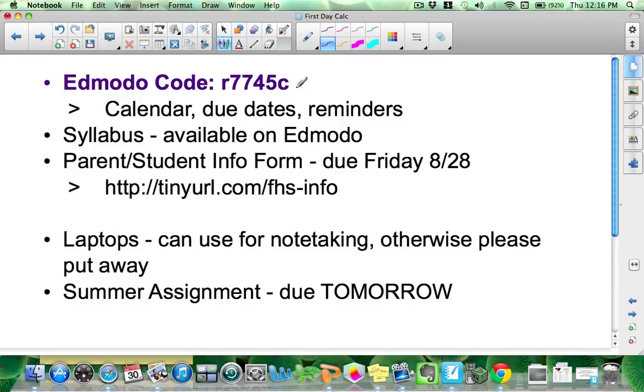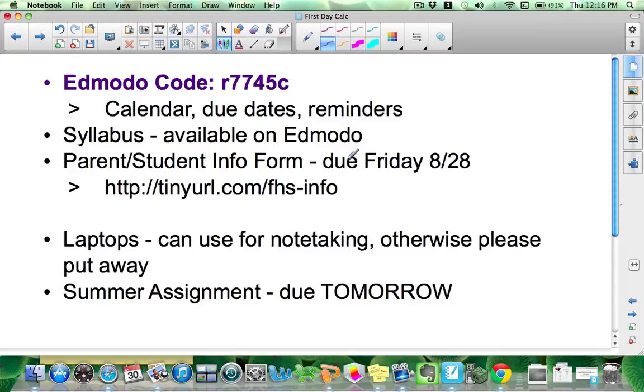One of the first things I need you to do is join our Edmodo group. Here is the join code R7745C. On Edmodo, I'll be posting a link to our calendar. I'll be posting due dates, reminders. That'll probably be the primary way that I communicate with you. Your syllabus is also available on Edmodo. You may be receiving a paper copy today as well. I'm not actually sure how that works with us going digital, but at the very least, the syllabus is available on Edmodo. I've actually already posted it there.